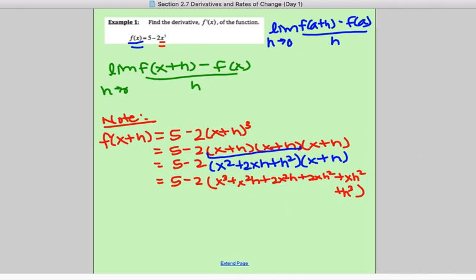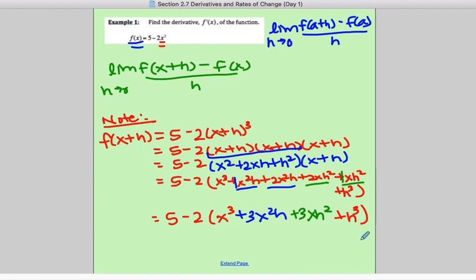I'm going to combine any like terms. So right now I got 5 minus 2, and then I have an x cubed, and I have no other x cubed, so that's good. Then I have x squared h here, and an x squared h here, so 1x squared h plus 2x squared h is 3x squared h. Now I have 2xh squared plus xh squared, so I'd have 3 of those total, plus 3xh squared, and then plus our h cubed, at the end.